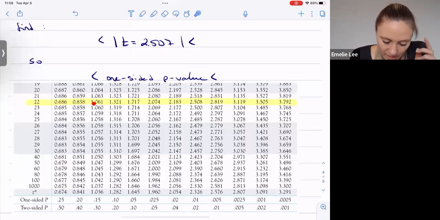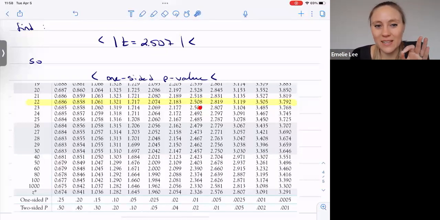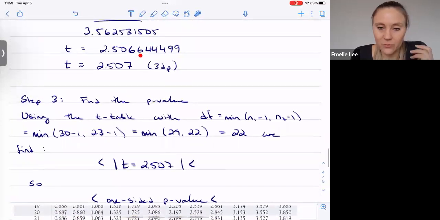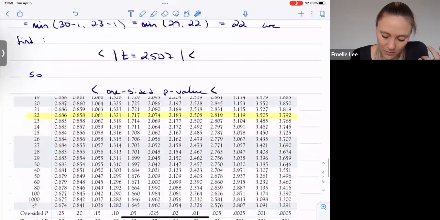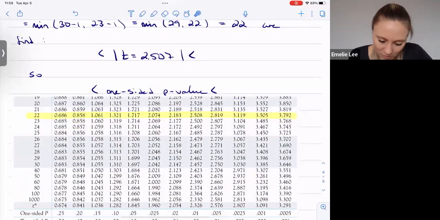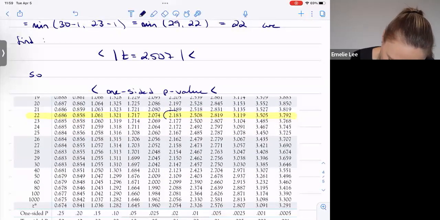Then I would keep moving out. 2.508. Ooh, so close, right? If this was 2.507, what would you do? You would have to go and maybe not round so much. So we rounded to 2.507. So you're not stuck. You just can't round as much if it ends up being one of the values. Now we know that it's somewhere between these two here.